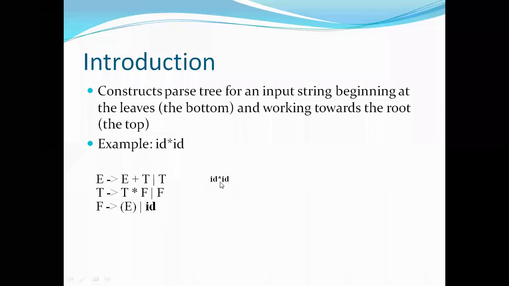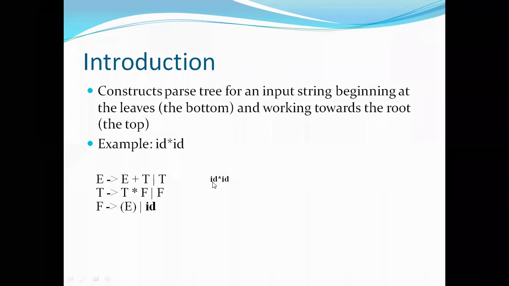This is the given input string. We take this input string as the leaves, that means the input string as terminals. Using the given grammar, we have to construct the parse tree from this input string. In this id star id, we are taking id as the first one.